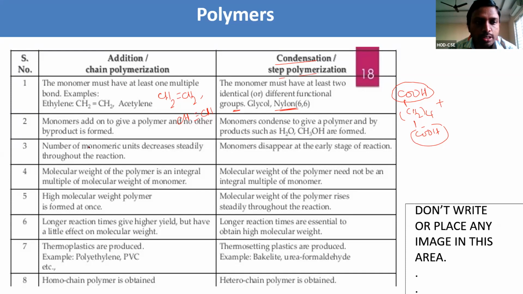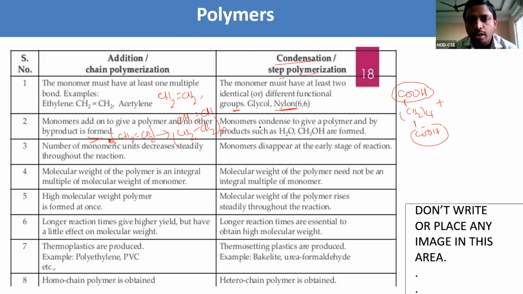Okay, you already know this. What are the differences here? There are no byproducts formed in addition polymerization. Take the example of ethylene: the monomer is ethylene, and on polymerization it produces polyethylene. No byproducts are formed in this.